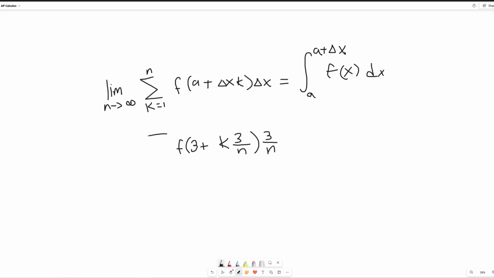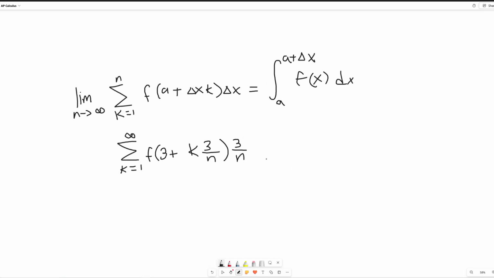So if you put your k equals 1, I'm just going to write infinity, but it's always going to have this sort of thing. Limit as n approaches infinity, and you have n on the top. I'm just going to write infinity because it's easier. But now you have your f of 3 plus k, 3 over n. This is just going to be your integral from 3 to 6, because your 3 is your delta x, so it's from 3 to 6 of f of x dx.